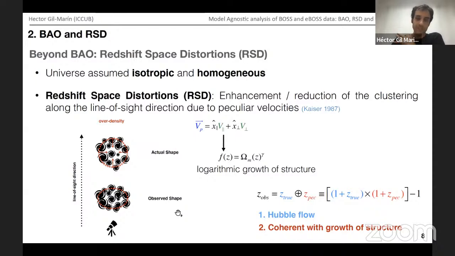This inconvenience is actually kind of helpful, because the actual infall velocities of the galaxies are related to the amount of matter in the universe. So by measuring the excess of squashing, we can put constraints on what is called the logarithmic growth of structure, or f parameter, that is related to omega matter.